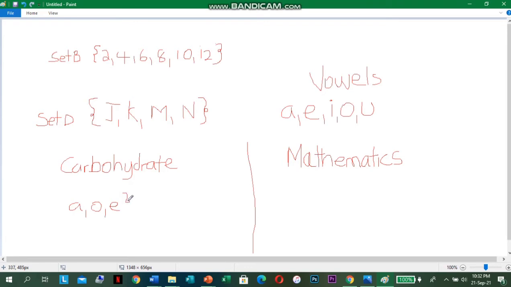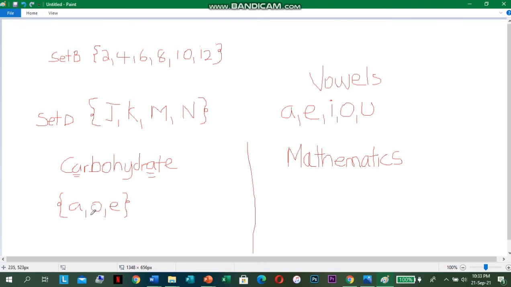And I can enclose them with a curly bracket. Now, if you notice how I represent my set of vowels, in the word carbohydrate there are two A's. But I don't write two A's to represent my set. In my set I have only one A. So therefore, I don't repeat the elements.